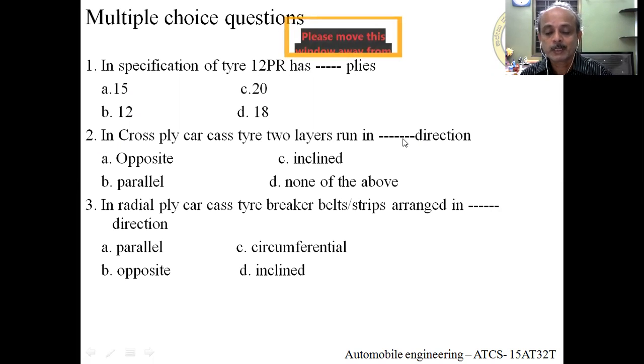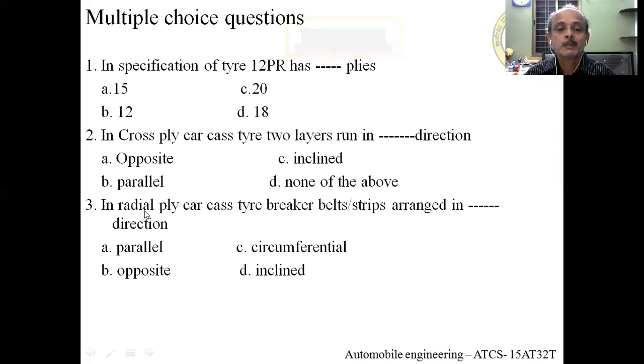So question number 2 is, in cross ply carcass tire, two layers run in dash direction. The options are A opposite, B parallel, C inclined, D none of the above. Normally the answer is opposite direction, cross ply. That's why it is called a cross ply. So in a cross ply carcass tire, two layers run in an opposite direction. That is the answer.